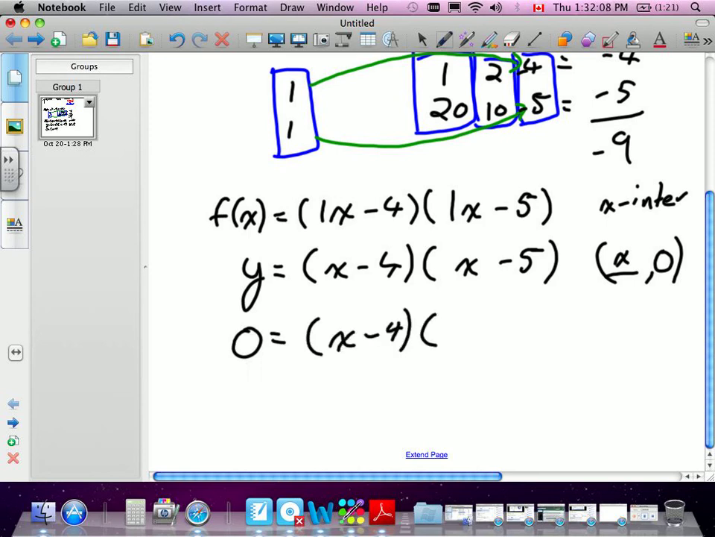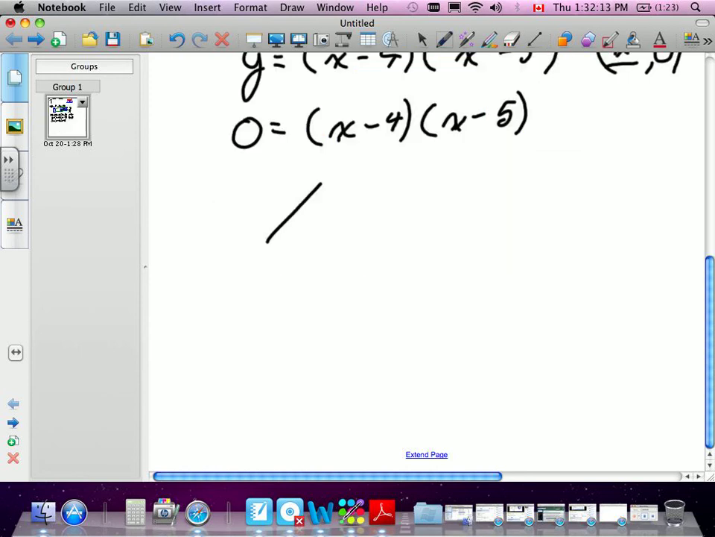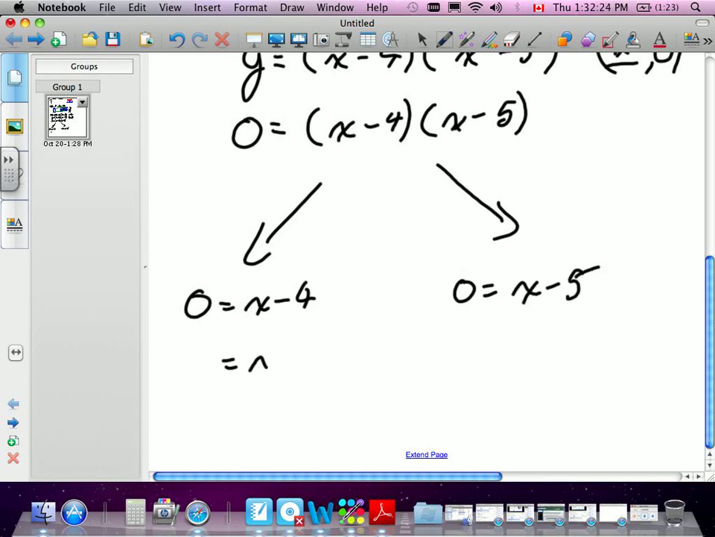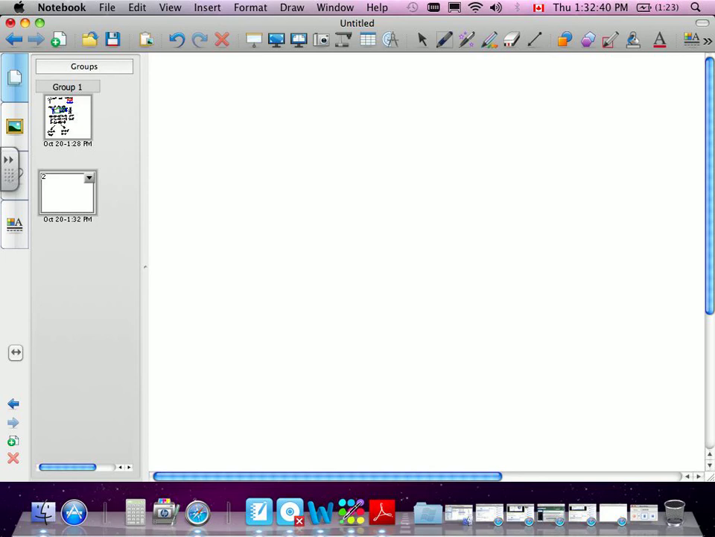We're going to split the equations. So we have 2 now. 0 is equal to x minus 4. 0 is equal to x minus 5. X is 4. And x is 5. Okay? So, I'm going to keep going. That means our X intercepts, one of them is at 4 and 0, and the other one's at 5 and 0. So, I need to graph this.